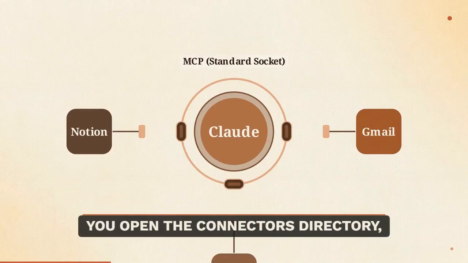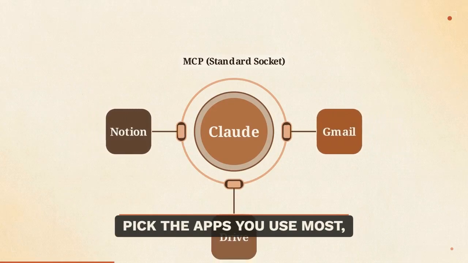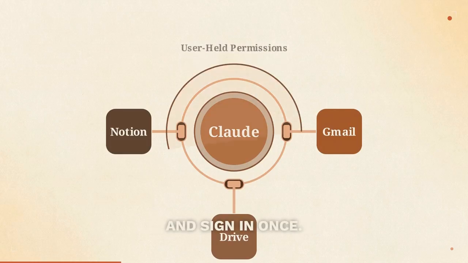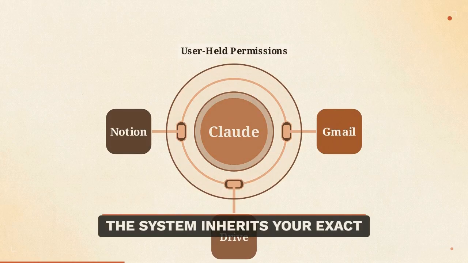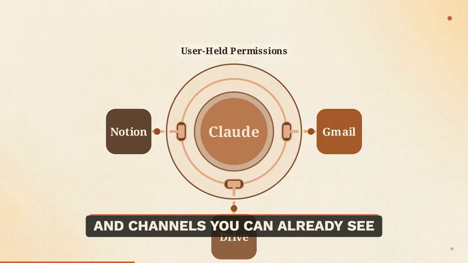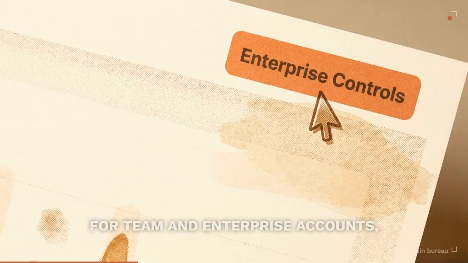You open the connectors directory, pick the apps you use most, like Gmail or Notion, click Connect, and sign in once. The system inherits your exact enterprise access rights. Claude only reaches the specific files, emails, and channels you can already see yourself. For team and enterprise accounts, owners have explicit controls.